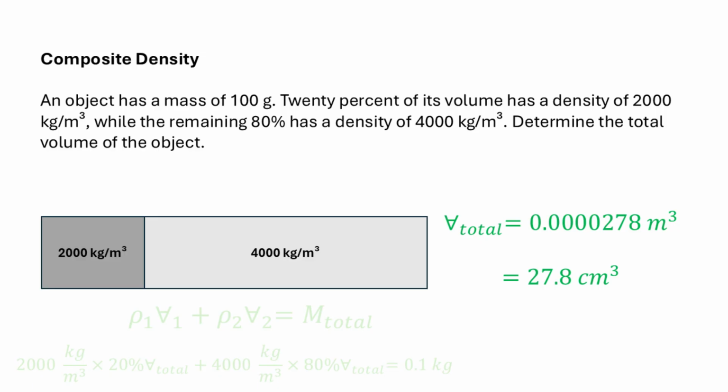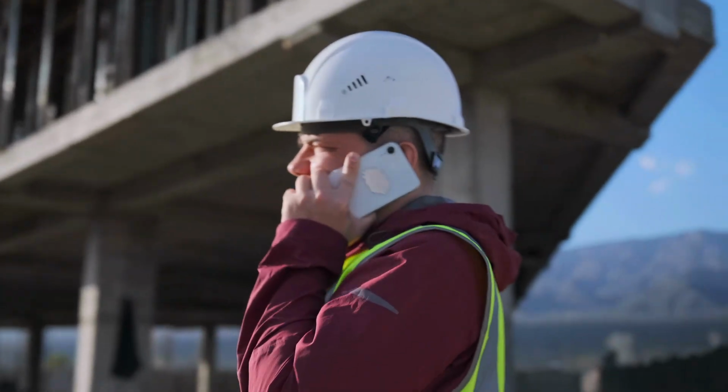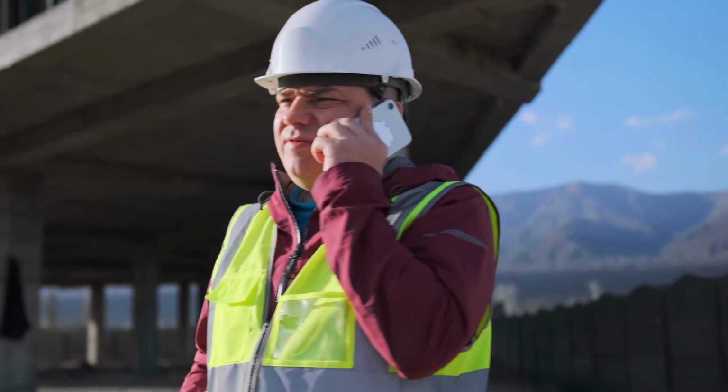0.0000278 cubic meter. In cubic centimeter, the volume is 27.8 cubic centimeters, which is about the size of a 3 centimeter or 1.2 inch cube. Pretty amazing, right?